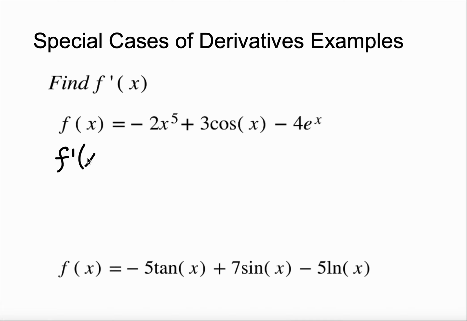Okay, so f prime of x is going to be, we're going to use the power rule here. We're going to say negative 2 times 5 is negative 10. Subtract 1 from the exponent, and now I have the derivative here. Now, cosine of x, remember, becomes negative sine of x, so that 3 is going to turn negative, and we have negative sine of x. And then remember, e to the x is the only one that doesn't change. So also the coefficient in front of it will not change either. So this one's pretty easy, one step, and we're done.